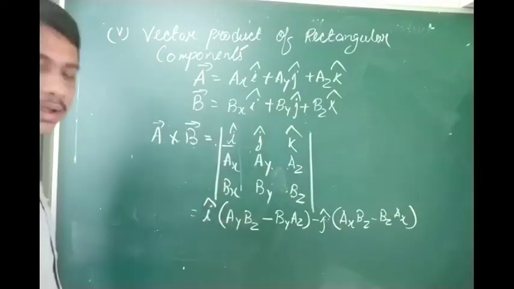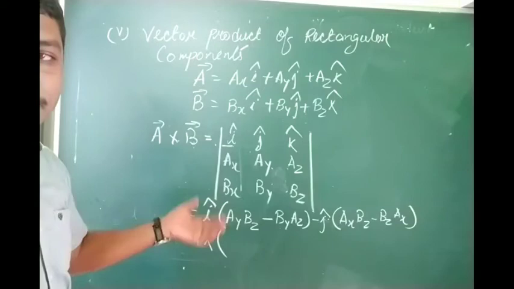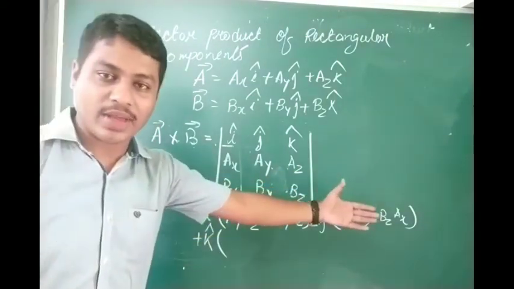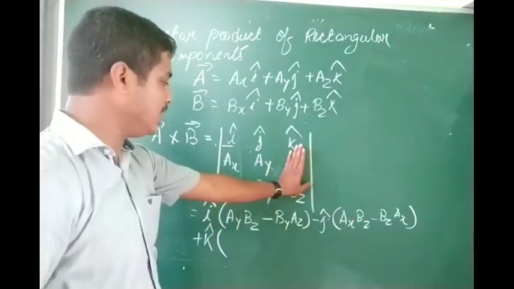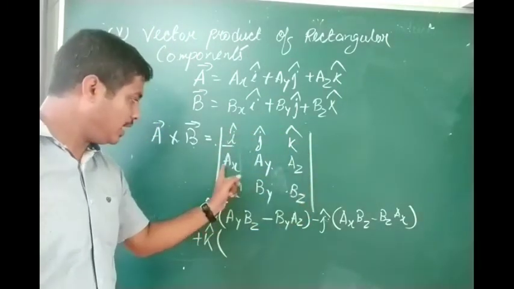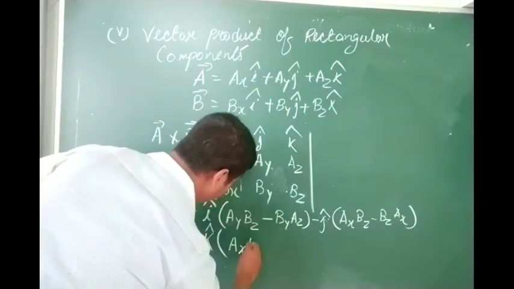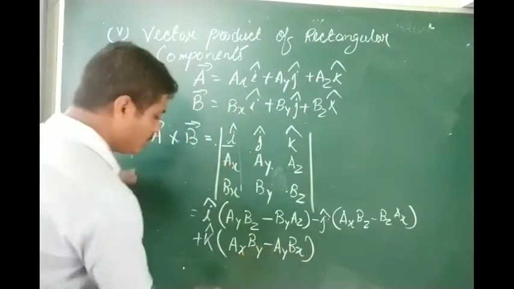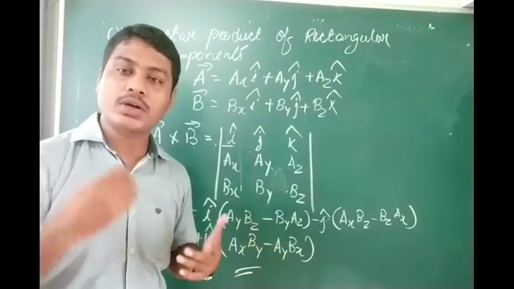Then the third one, so it will be plus k cap. The third vector will be a plus. I am writing it below because on that side we have no space. Plus k cap. Again you have to cancel the above one, the horizontal one. What will be left out here? You can see ax ay, bx by. So it will be ax by minus of ay bx. So this is our formula of the rectangular components when you do the cross product.